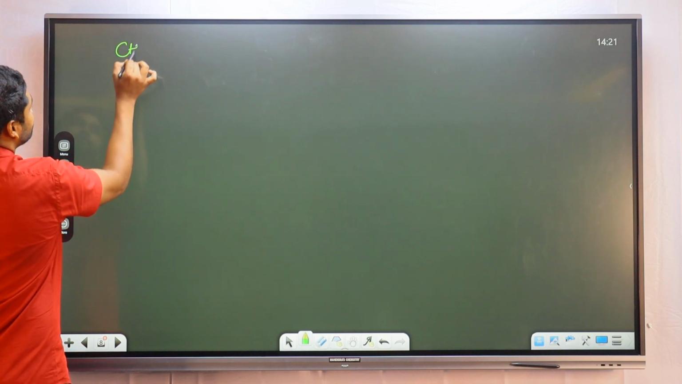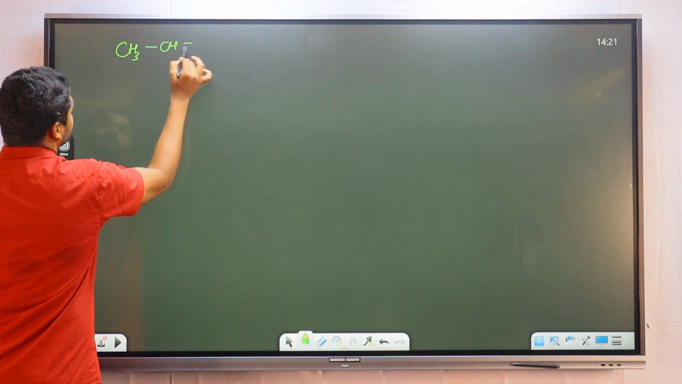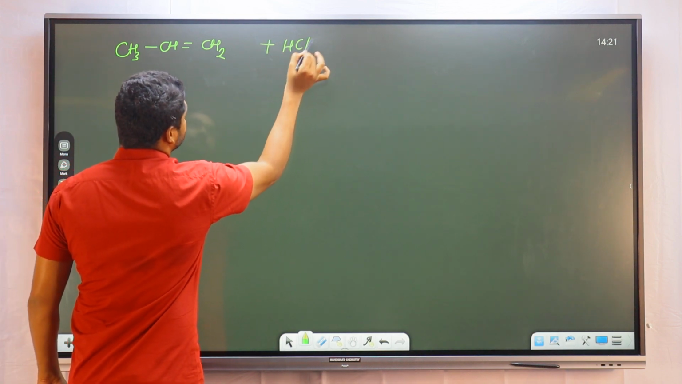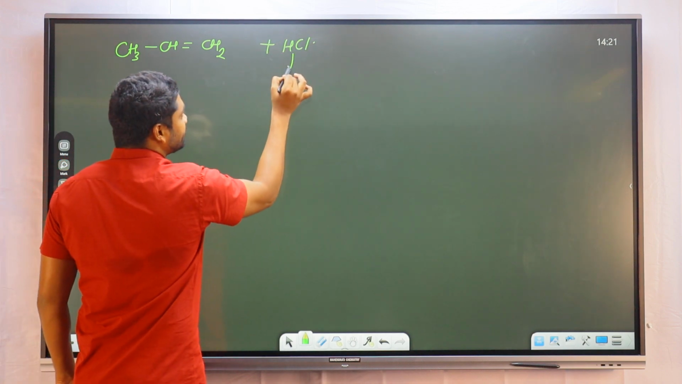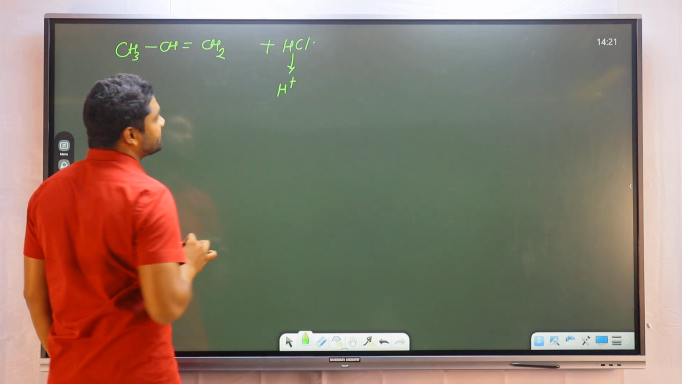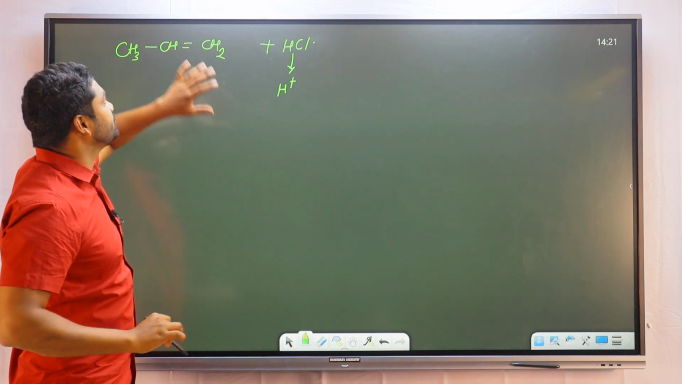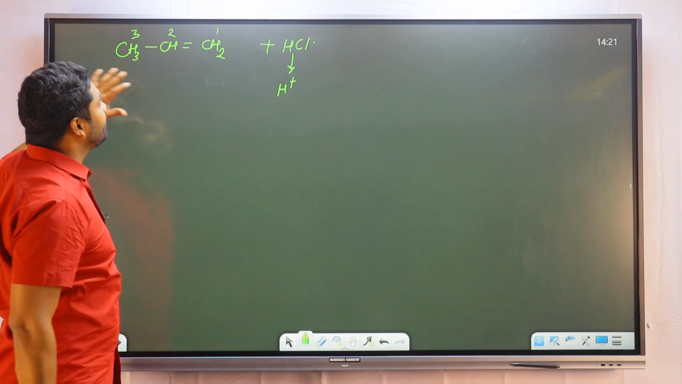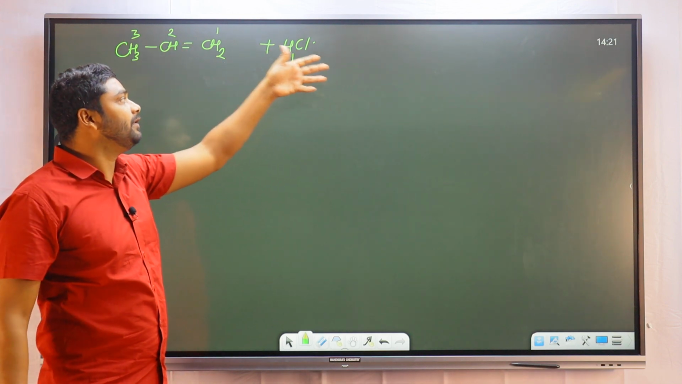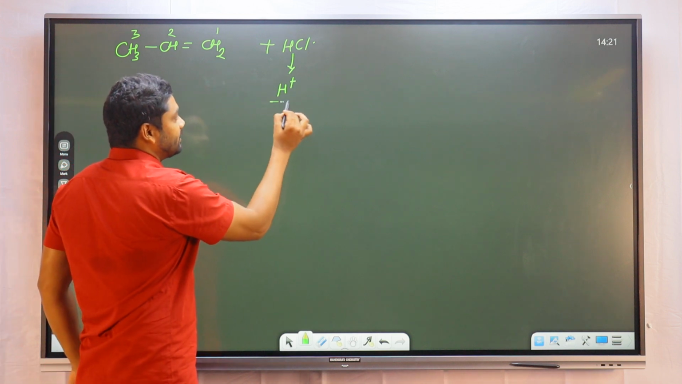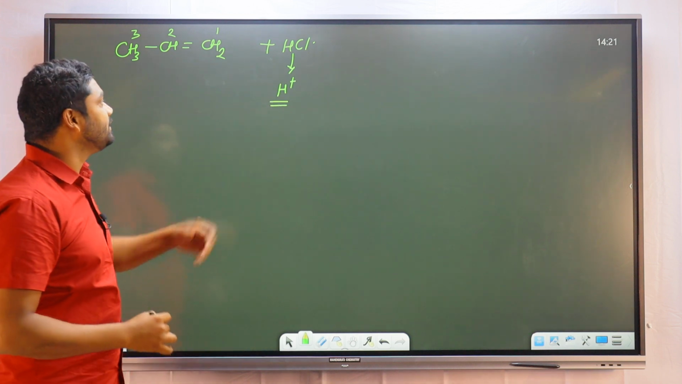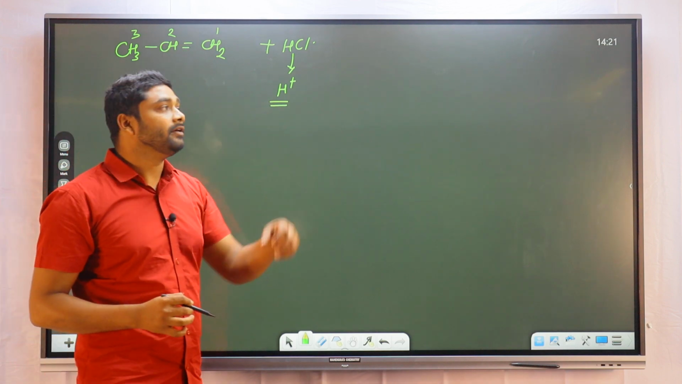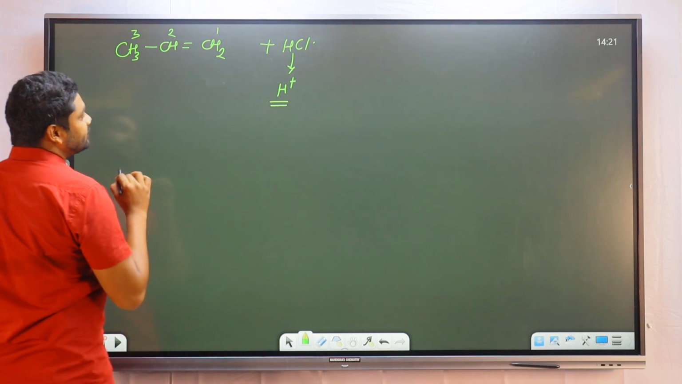Now let us go through the mechanism of this reaction, how propene reacts with the acid HCl. HCl is an acid which donates H plus, and H plus has two choices: to go to number 1 carbon atom or number 2 carbon atom. It is an electron acceptor, electron deficient, so it will go towards number 1 or number 2 for accepting an electron.